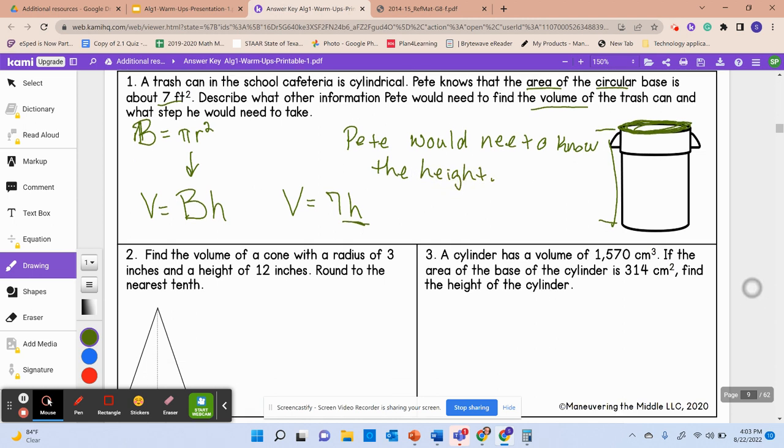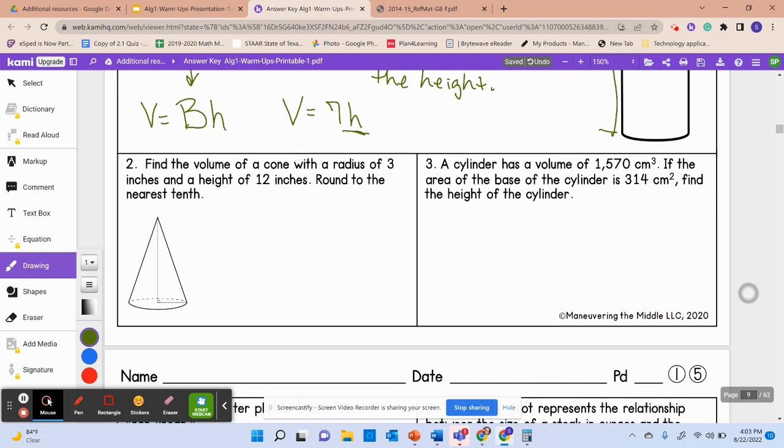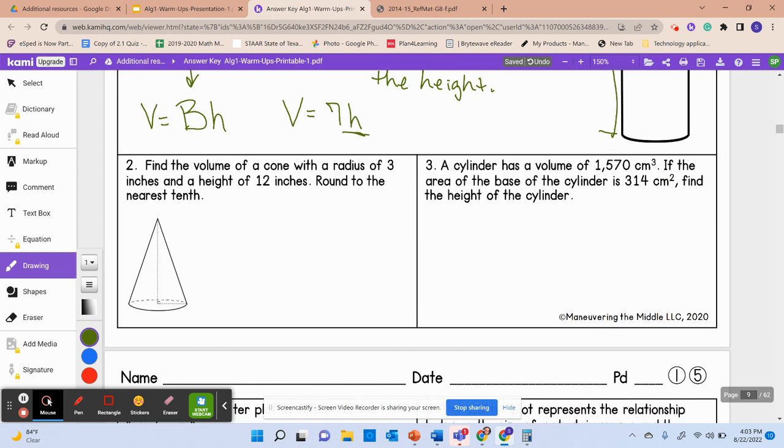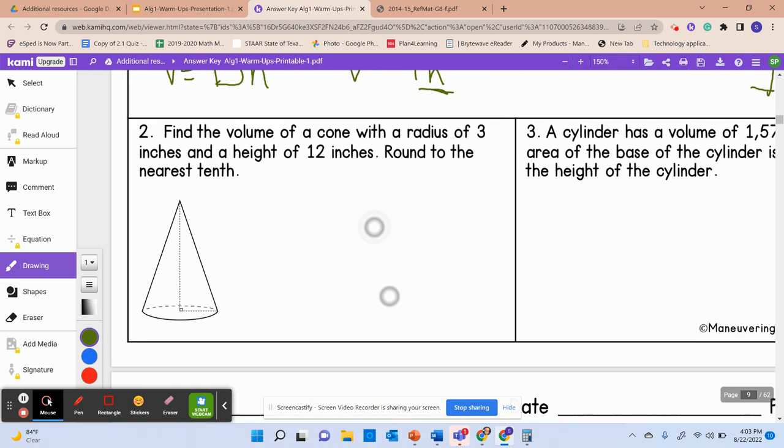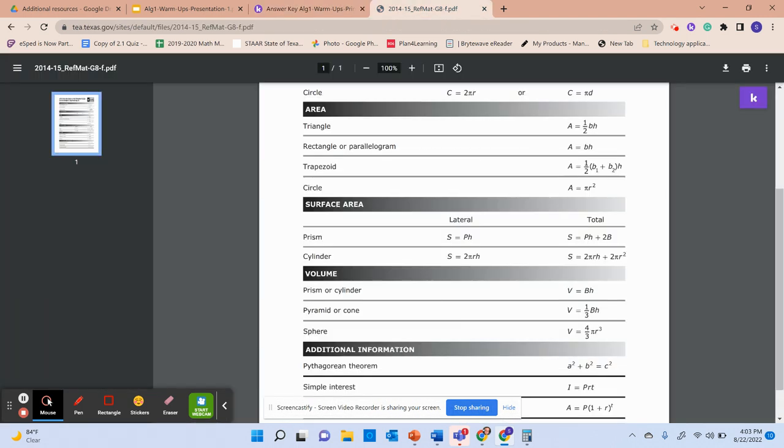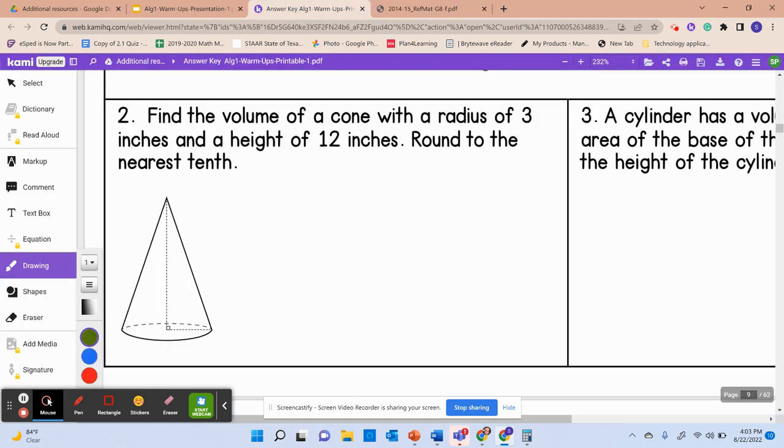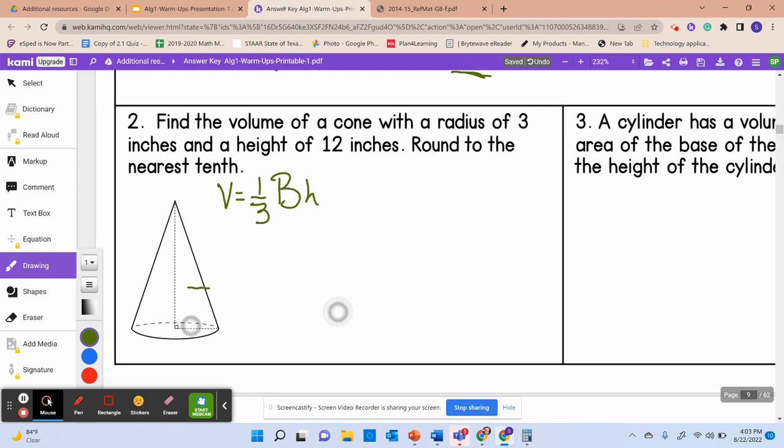Okay. Find the volume of a cone with a radius of 3 inches and a height of 12 inches, round to the nearest tenth. So let's look and see if our formula chart has the volume of a cone. It does. 1/3 the base times the height. So we know that the volume of a cone is equal to 1/3 base times height. The base on the bottom is pi r squared.